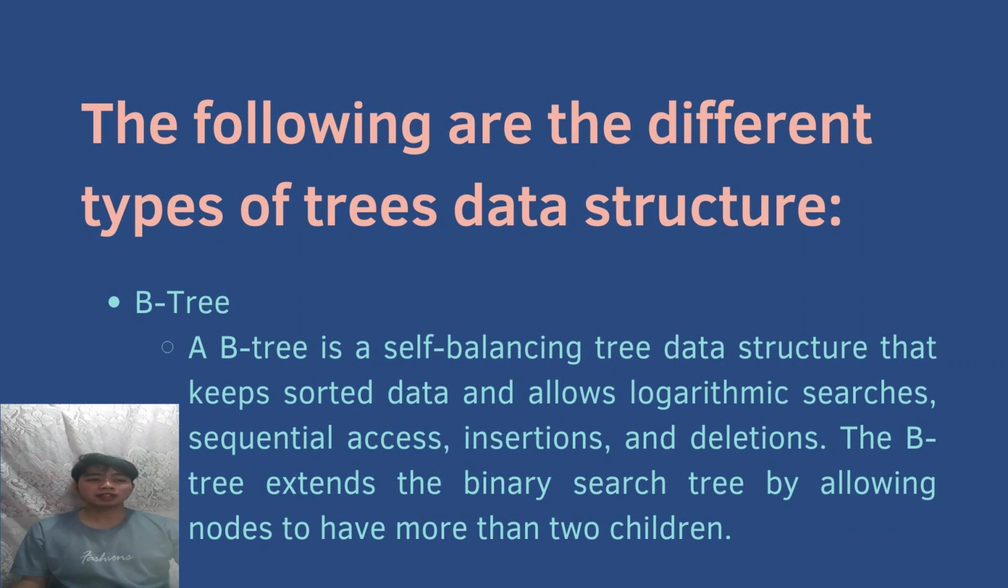B-tree. A B-tree is a self-balancing tree data structure that keeps data sorted and allows searches, sequential access, insertion, and deletion in logarithmic time. The B-tree extends the binary search tree by allowing nodes to have more than 2 children.